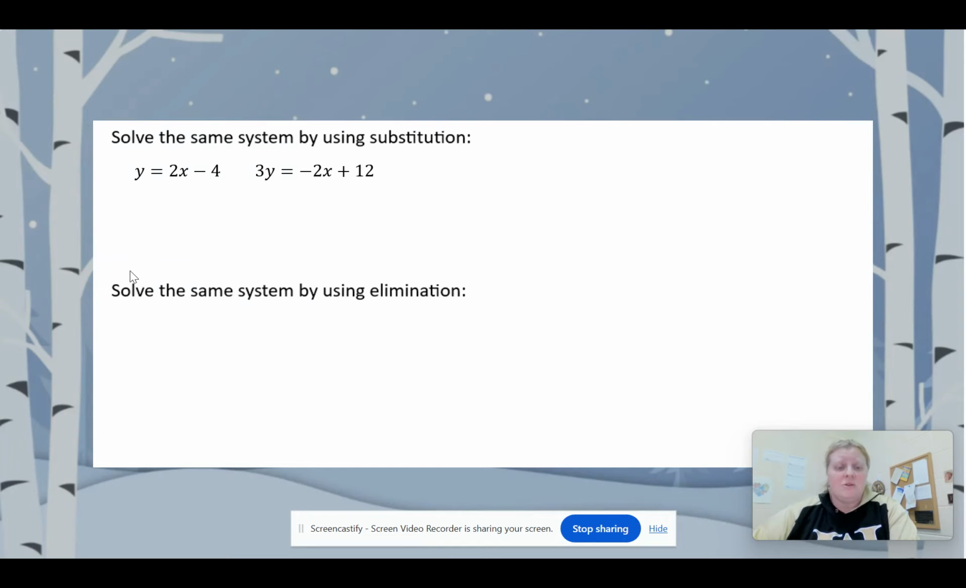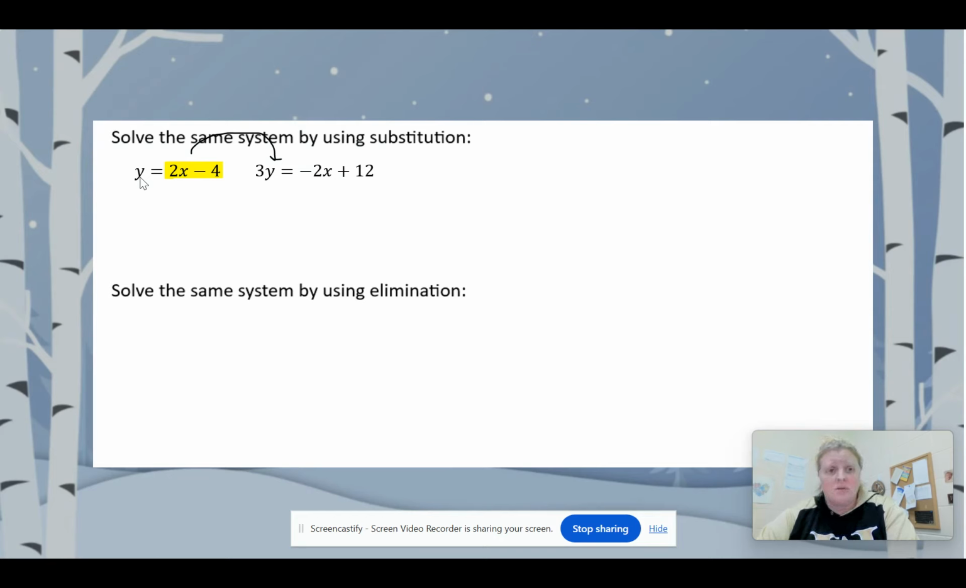So the key with substitution is you want to make sure that one letter is by itself. So you could get this y by himself, you could get this x by himself, you could isolate this x, but if you look, y is already isolated. He's the only thing on this side. So it would be smart to substitute 2x minus 4 in y's spot in the other equation.